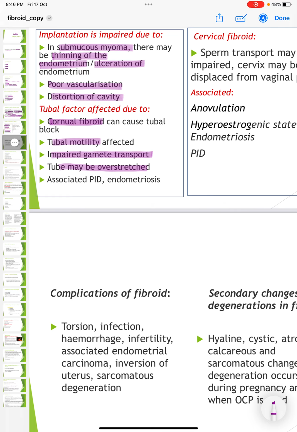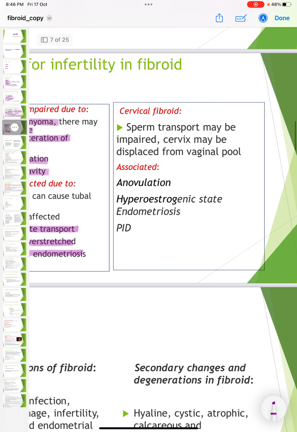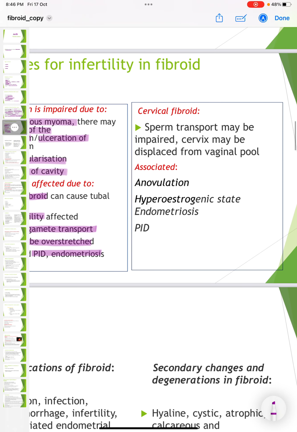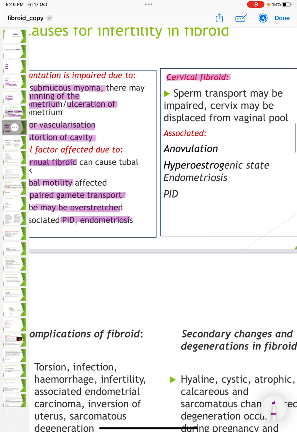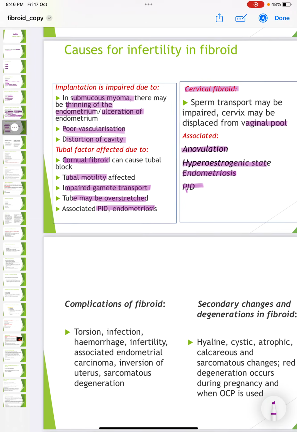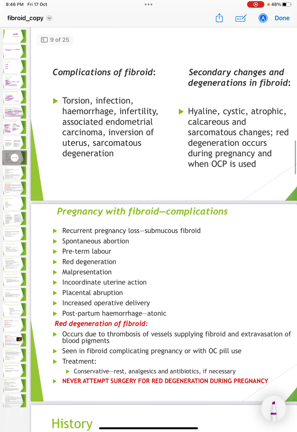Tubes may even be overstretched, associated with PID and endometriosis. Cervical fibroid, sperm transport is impaired if it is cervical fibroid, and cervix is displaced from vaginal pool. Associated anovulation, hyperestrogenic state, endometriosis, PID are the causes for infertility in fibroid.